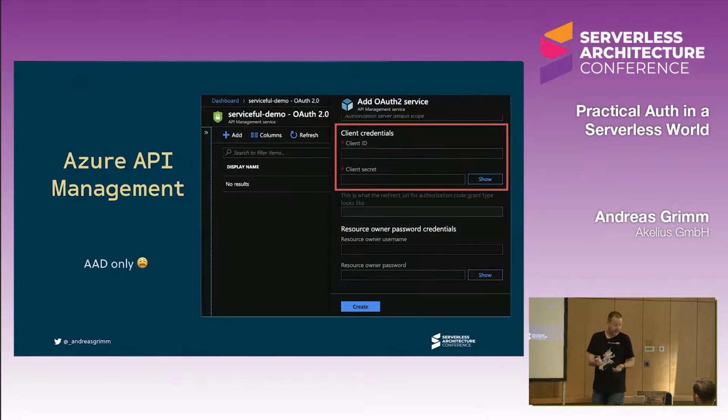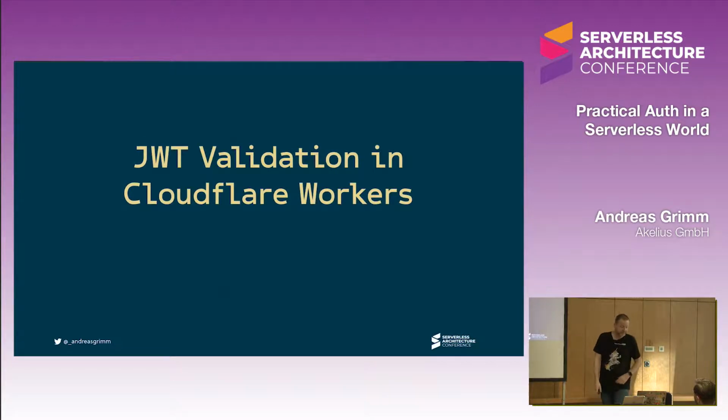And I thought, yeah, that's exactly what we want. We just put it in front of our functions. But then again, you need to specify something specific to Azure, where you need to use Azure Active Directory again. So it still does not work with an arbitrary identity provider. Okay, then let's look further. What could we do to validate the JWT token?